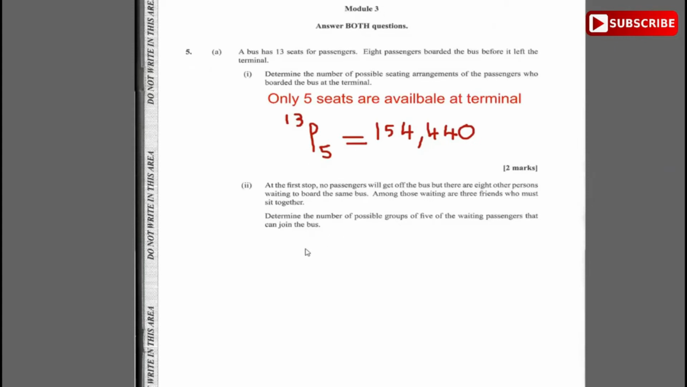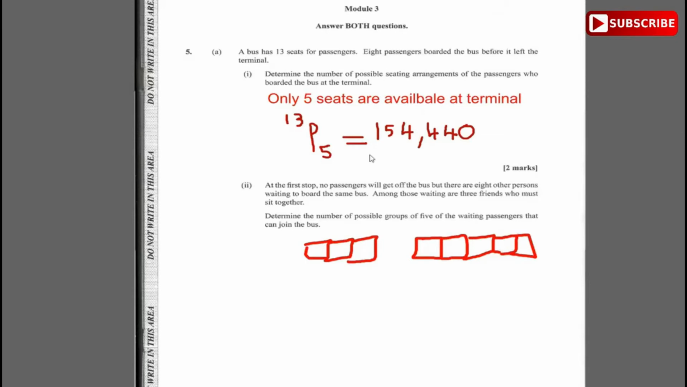So I'm going to draw 1, 2, 3. These are the 3 friends, and they have to sit together. Then you have 5 people here: 1, 2, 3, 4, 5. So the number of possible groups of 5 passengers who can join the bus: either the 3 of them get to join and 2 people over here join, or none of them join and everybody over here joins.